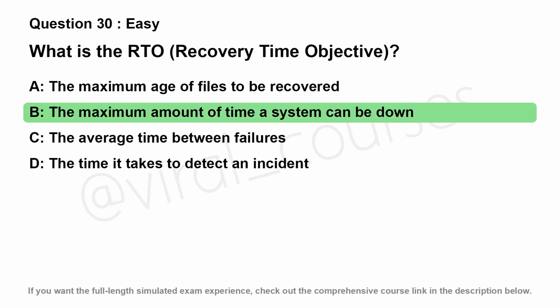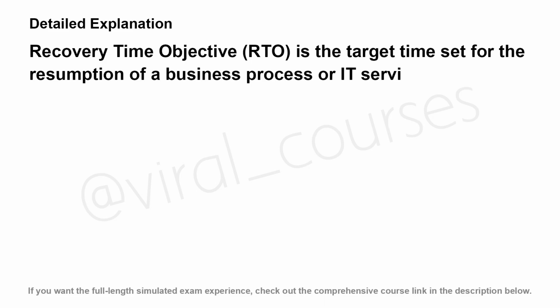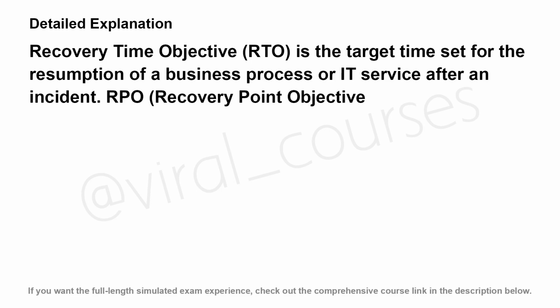The correct answer is B. Recovery time objective. RTO is the target time set for the resumption of a business process or IT service after an incident. RPO, recovery point objective, deals with data loss, age.